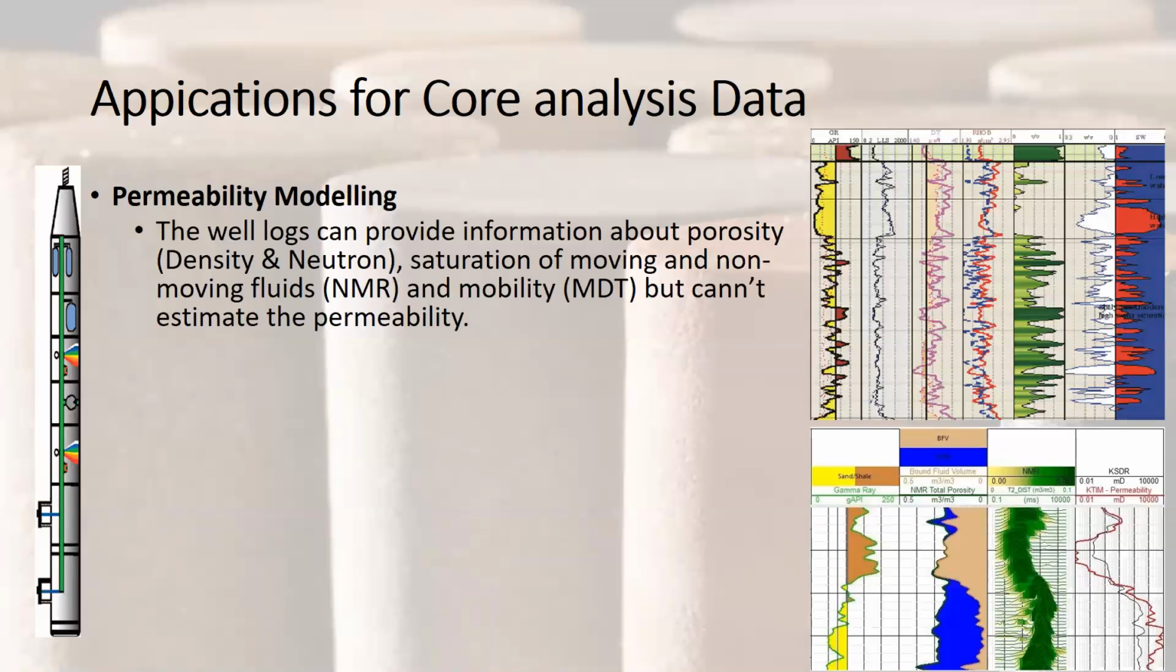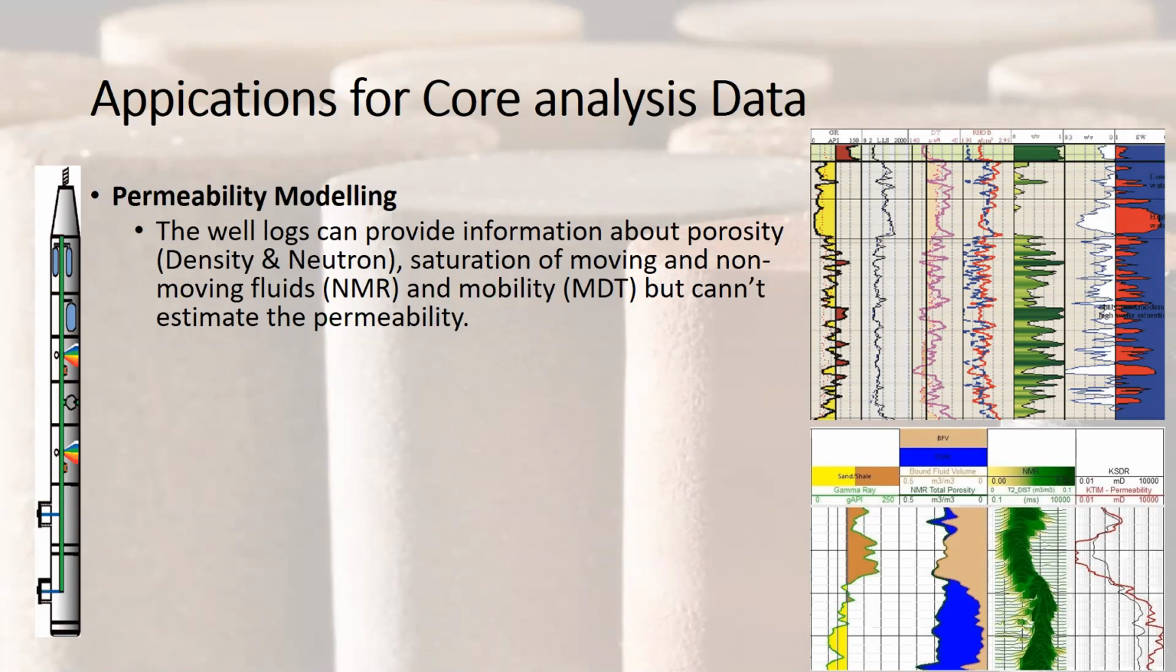We should know that the density and the neutron logs, which are conventional logs that are recorded in every well, can estimate the porosity. But we should have core data about the porosity to compare the core porosity to the density and neutron porosity and make a correlation between the well log porosity and the core porosity, okay? Also, we have the NMR log.